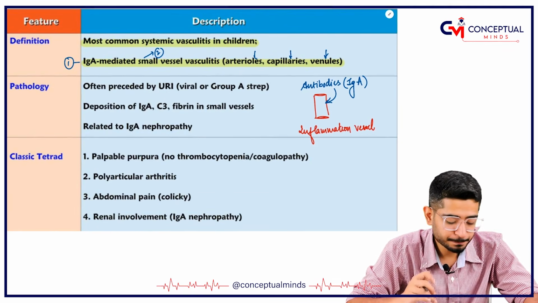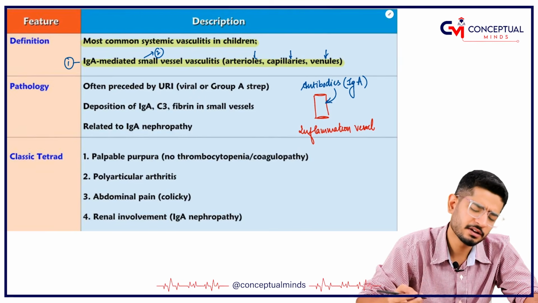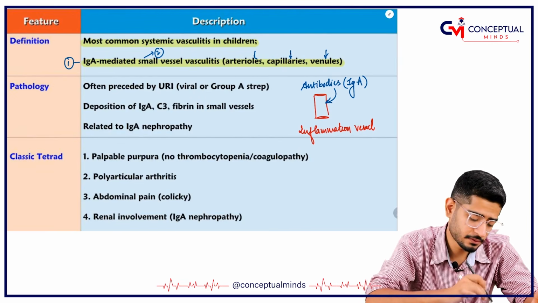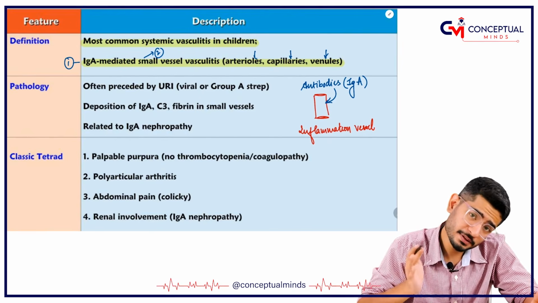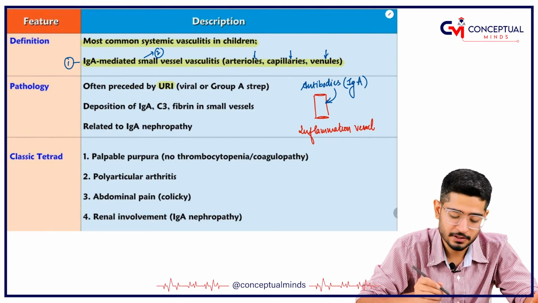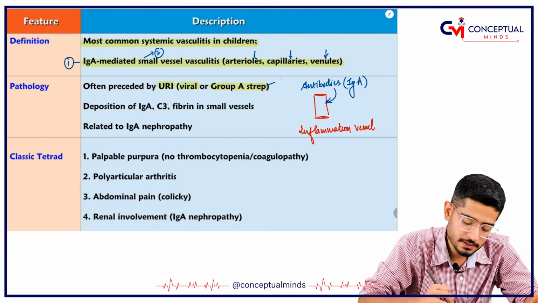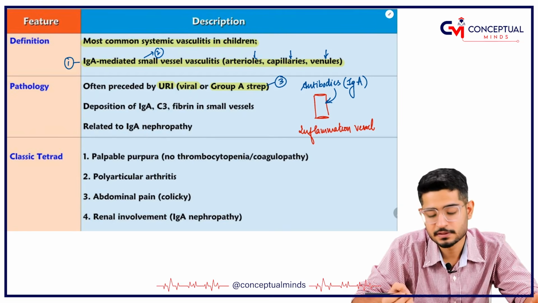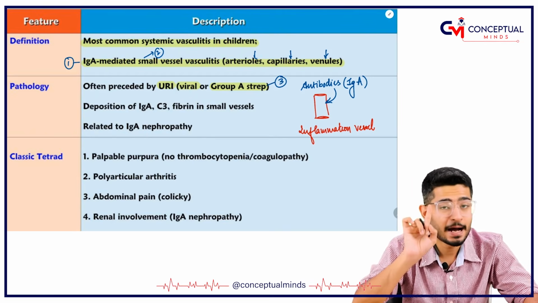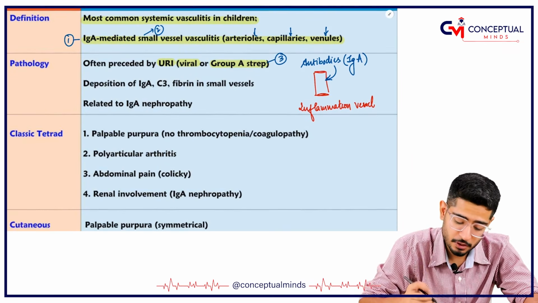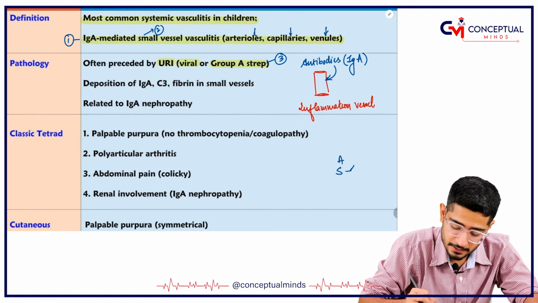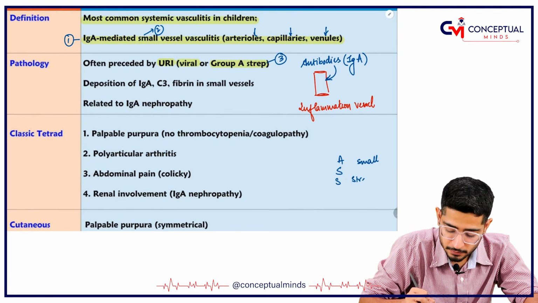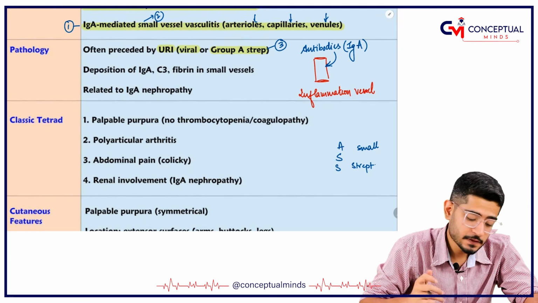Now, why does it happen? It happens secondary to an upper respiratory tract infection. It is often preceded by an upper respiratory infection, like viral infections or Group A Streptococcus. Group A Streptococcus is actually an important risk factor. So this is the third thing you have to remember. First, IgA mediated. Second, S for small vessel vasculitis. Then S for Streptococcus, which is a risk factor.